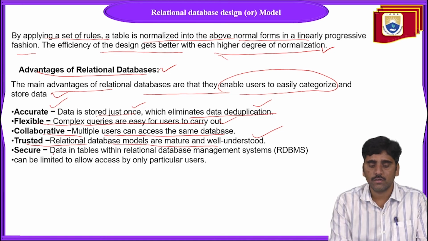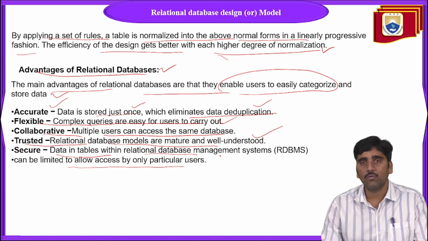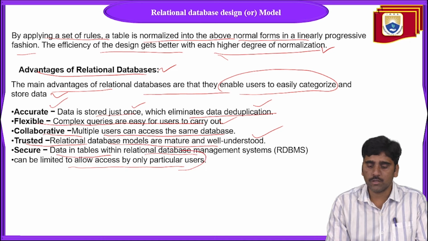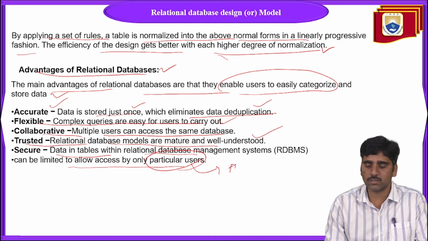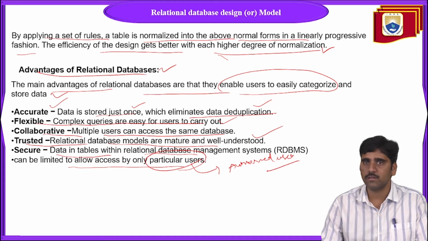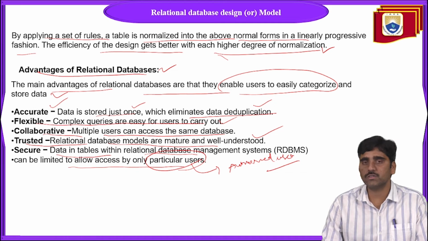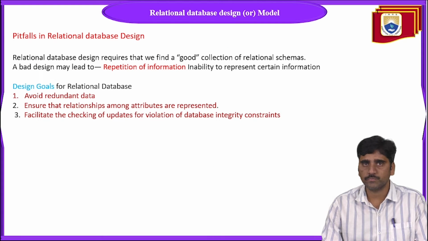And secure. So data in tables within a relational database management system can be limited to allow access by only particular users. So only particular users are nothing but authorized users. Only those authorized users who have authentication to access the database have the permission to access the database, or permissions to do some things on the database.